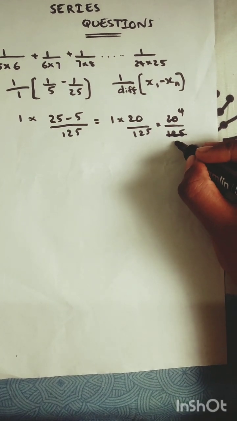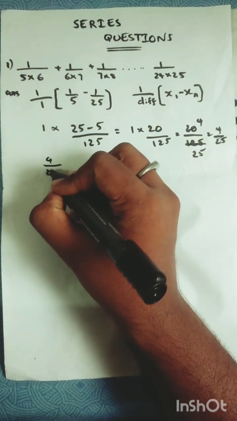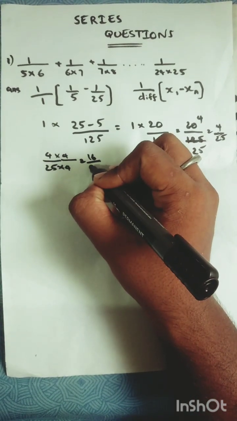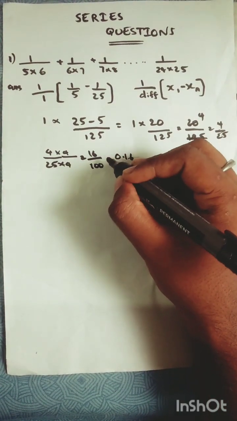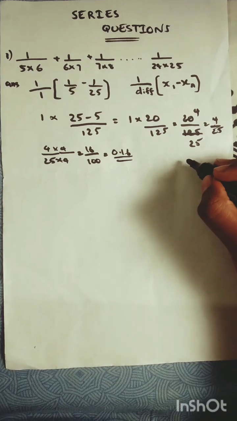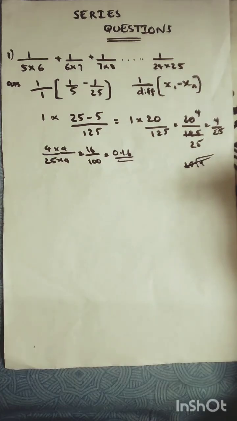We can simplify this number. 5 goes into 20 four times, and 5 goes into 125 twenty-five times. So 4 by 25 would be the answer. We can even simplify it further: by multiplying the denominator and numerator by 4, we get 16 by 100, which is 0.16, by placing the decimal point two places over. 4 by 25 is also 0.16; if we divide 4 by 25, we get 0.16.